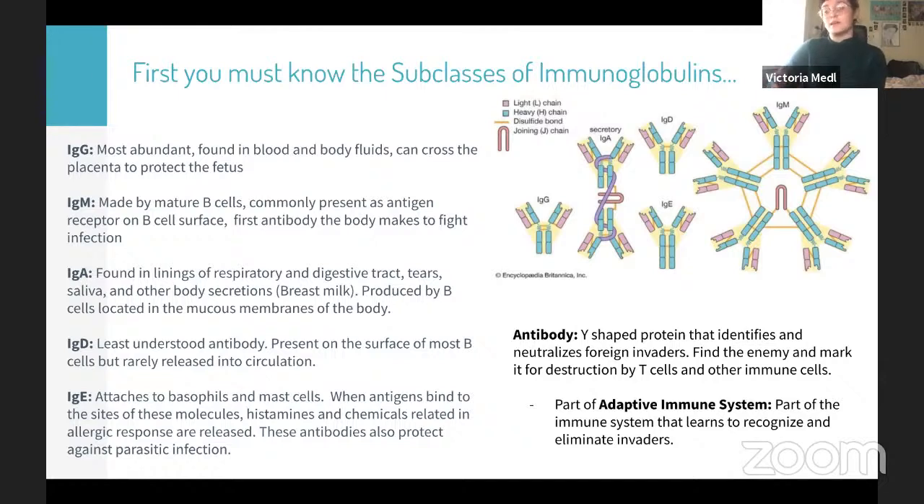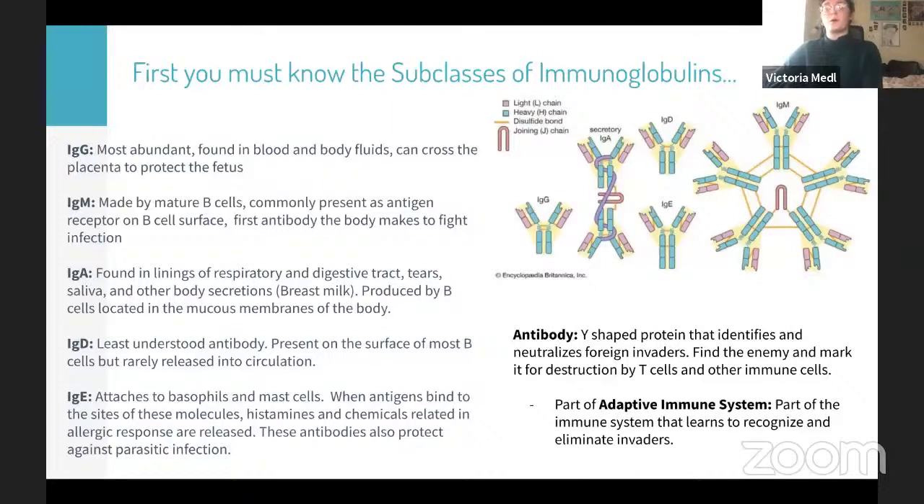IgA is found in the linings of the respiratory and digestive tract, the tears, saliva, and other bodily secretions. Babies, when they're first born, have low levels of IgA, but through breast milk they're able to get the mother's antibodies. IgD is the least understood antibody, but we know it's present on most of the surfaces of B cells and rarely released into circulation, so sometimes it's not that detectable in blood tests.